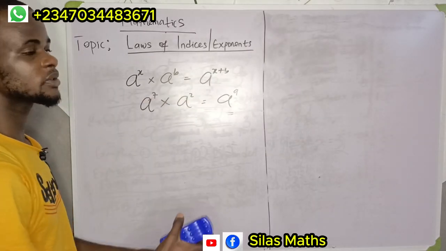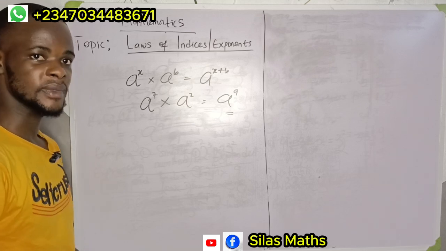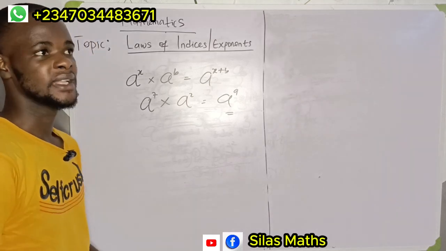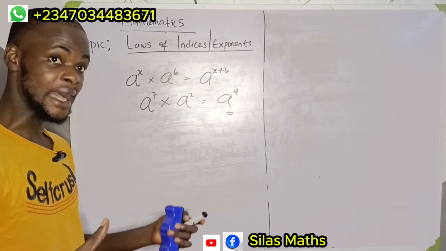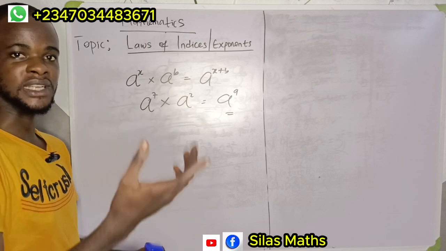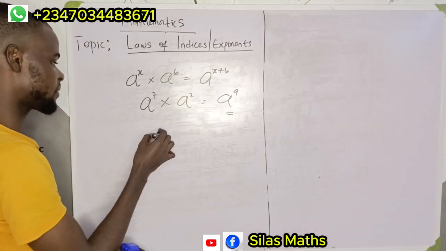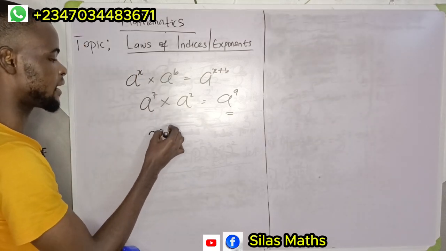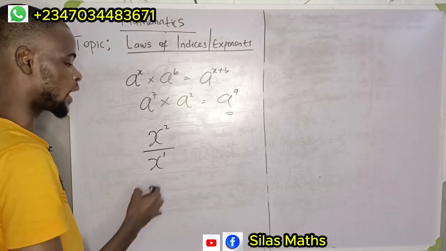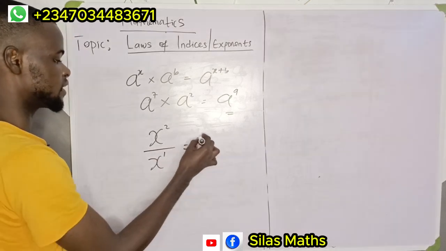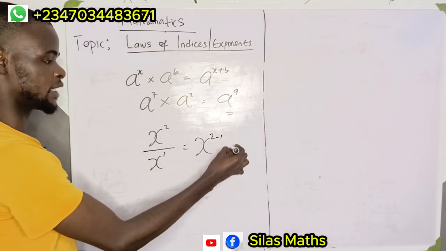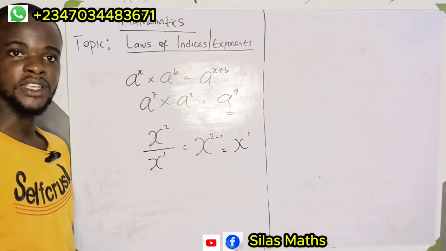We also went further to talk about the law of division, and we said that whenever two or more like variables or bases are dividing, we pick one base and then subtract their powers. So when I have, let's say, x to the power of 2 dividing x to the power of 1, we pick one base, which is x, and then subtract their powers. I have 2 minus 1, that will give me x to the power of 1, which is x.